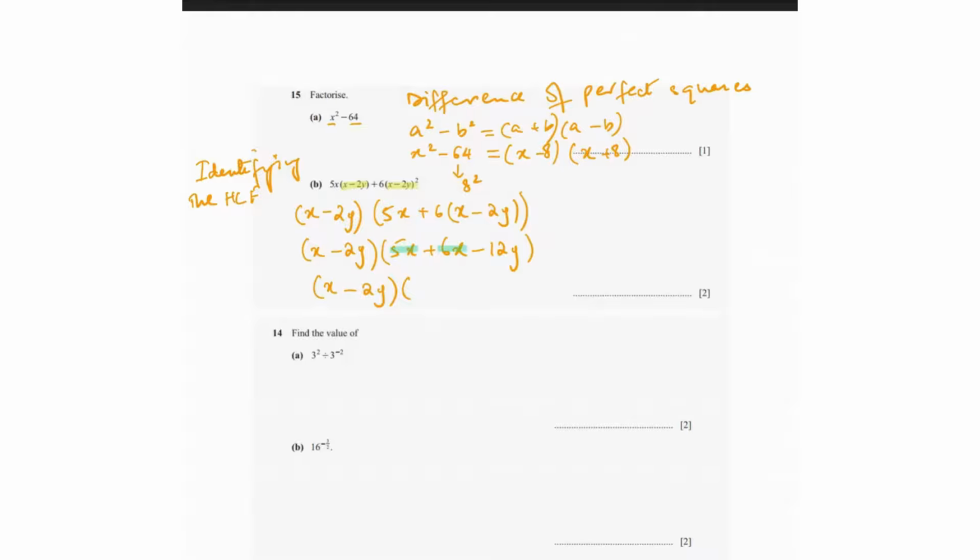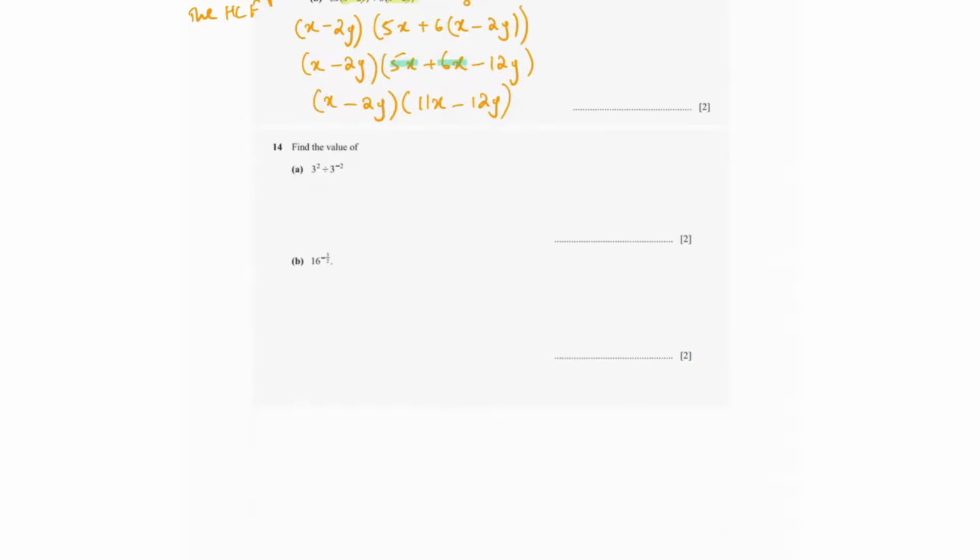Constants get combined with the constants. If there's a y, it will get combined with y. If there's an x, it goes with the x. So you have to identify your like terms and then collect the like terms when simplifying the expression. That's 11x minus 12y. You cannot further simplify. This is your simplified answer. So far, we've revised two methods for factorizing in algebra.